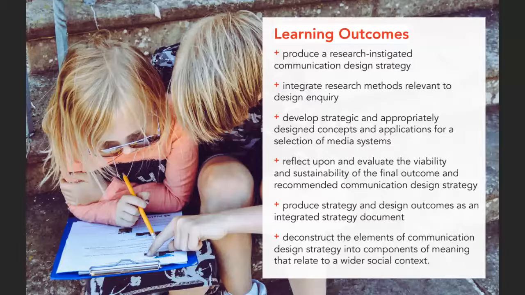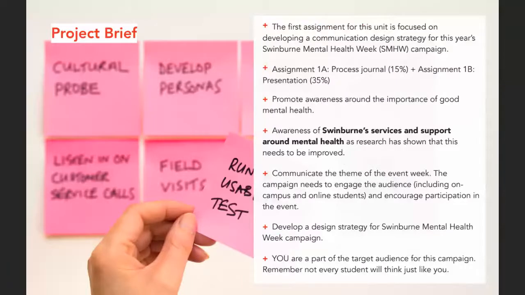So the first assignment for this unit is focused on developing a communication design strategy for this year's Swinburne Mental Health Week. The assignment 1A process journal is 15% and the presentation is 35%. And the idea is that you are going to promote awareness around the importance of good mental health and direct students to a greater awareness of the Swinburne services and support around mental health. As research has shown, this needs to be improved.